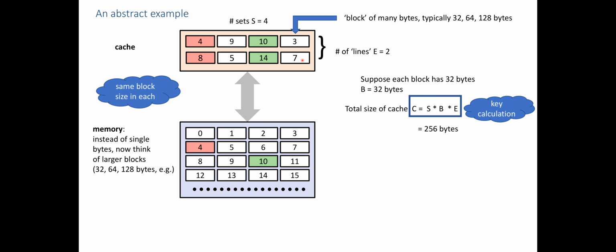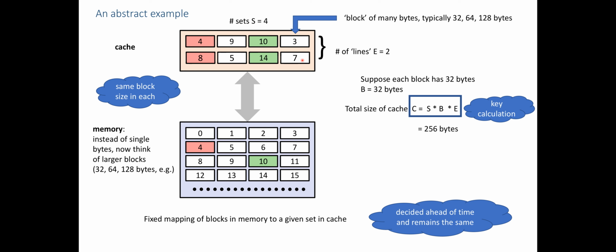Okay, so now again, this is a fixed mapping, so we always are going to map our blocks of memory to a given set in cache. This is decided ahead of time, and it remains the same for every computer once you know how much cache you have and how much main memory you have. The only time it would change is if you add main memory to your machine, because the CPU cache cannot be upgraded. It's whatever it is when you buy the CPU.